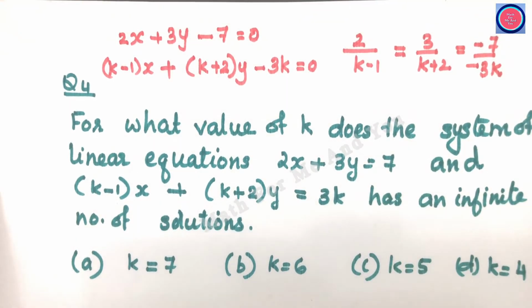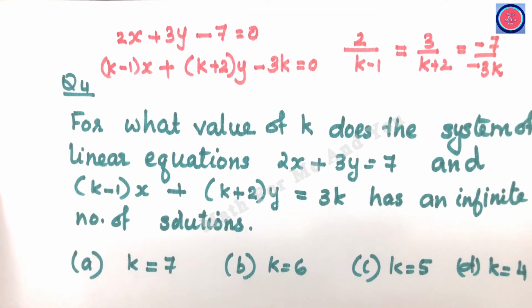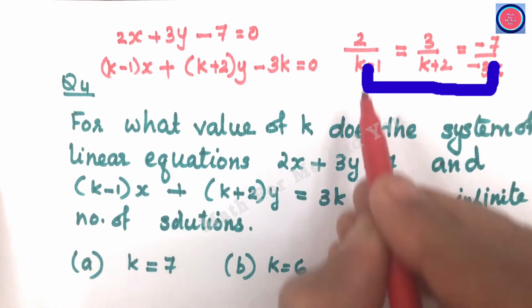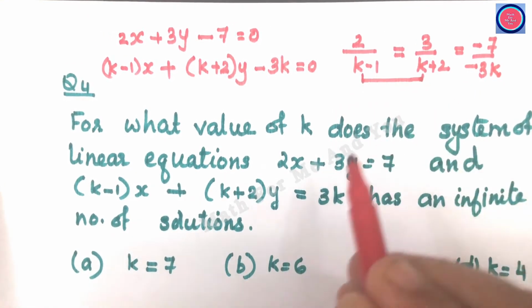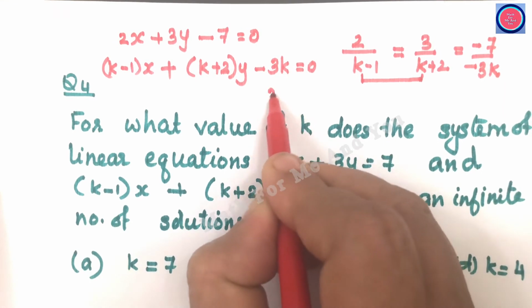Compare two ratios at a time and cross multiply and get the value of k. You can select any two ratios and find the value of k. I am taking the first two ratios. 2 by k minus 1 equals 3 by k plus 2. Now we are going to cross multiply.